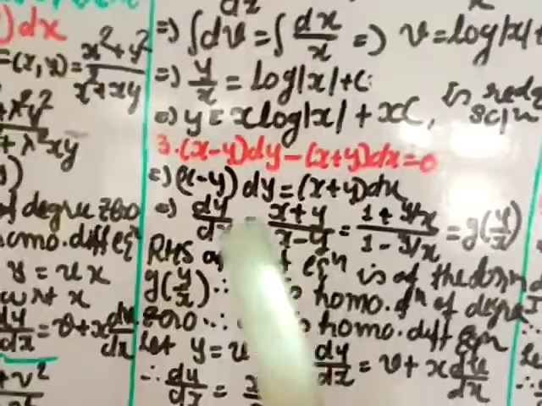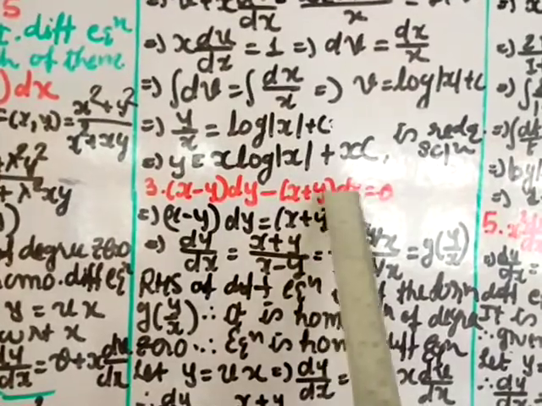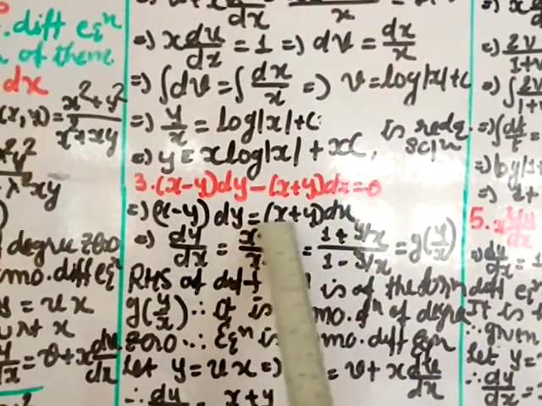Question number 3. x minus y dy minus x plus y dx equal to 0. First this dx term I am transferring over here, so you get plus x plus y dx.